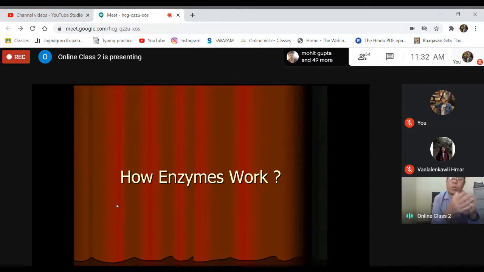Okay, then the next question is how the enzymes work. That means how these enzymes increase the rate of the reaction. The function of the enzyme, we know, is that it increases the rate of the reaction without itself being consumed. So the question is how this enzyme increases the rate of the reaction.